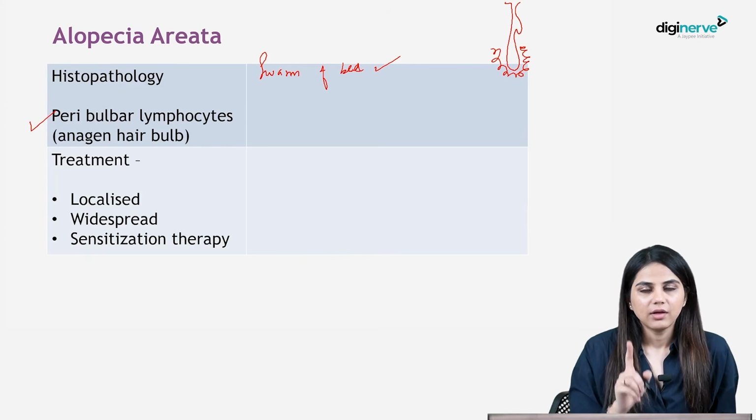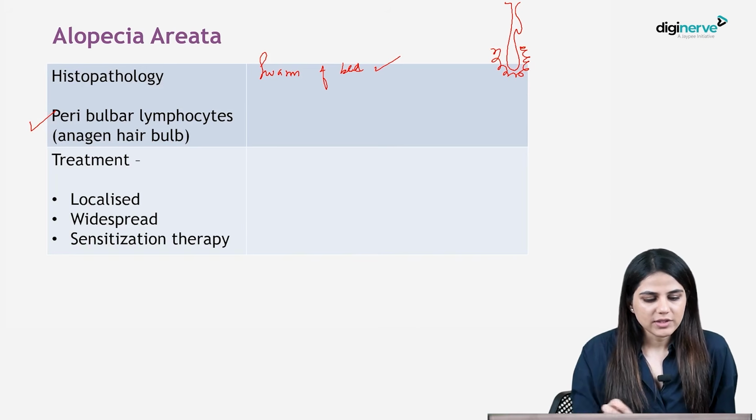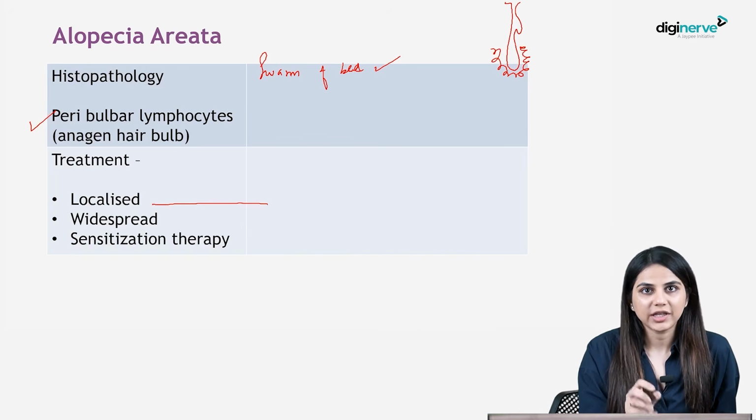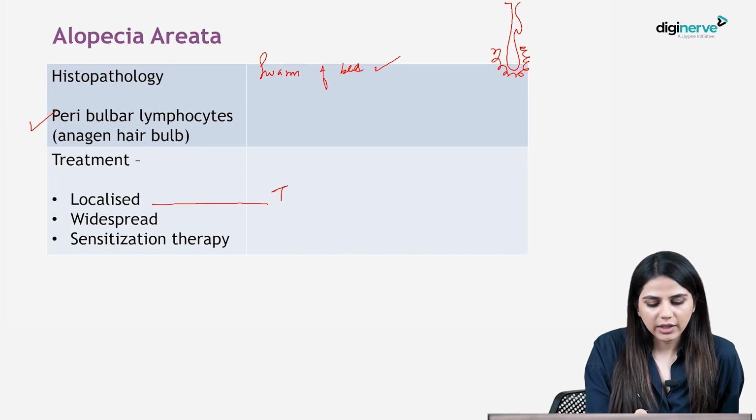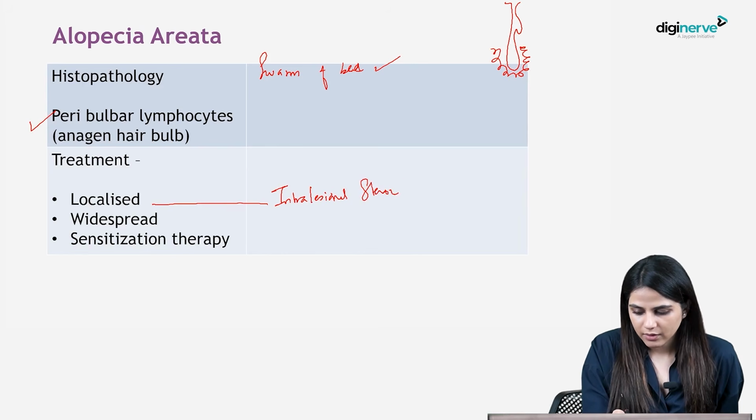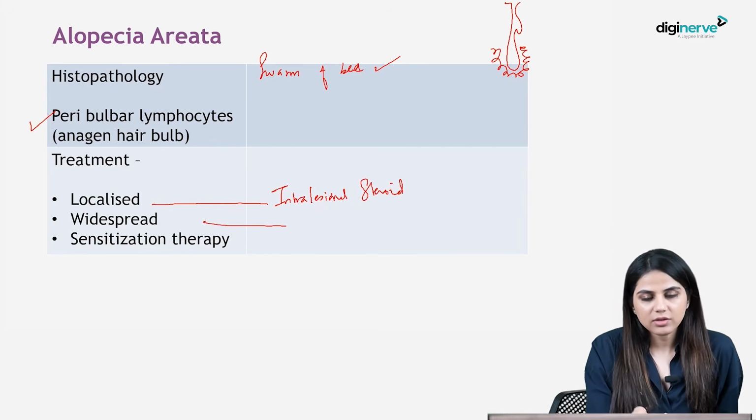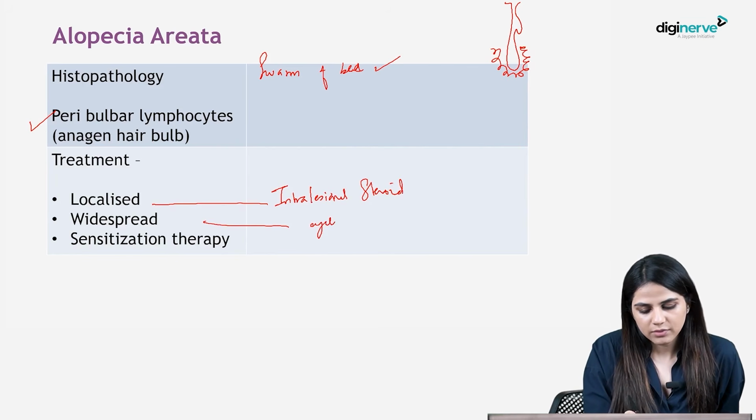What is the treatment? The drug of choice for localized alopecia areata is steroid, but what kind? Intralesional steroid. In widespread disorder, the drug of choice is cyclosporin. Oral corticosteroids and azathioprine can also be given.